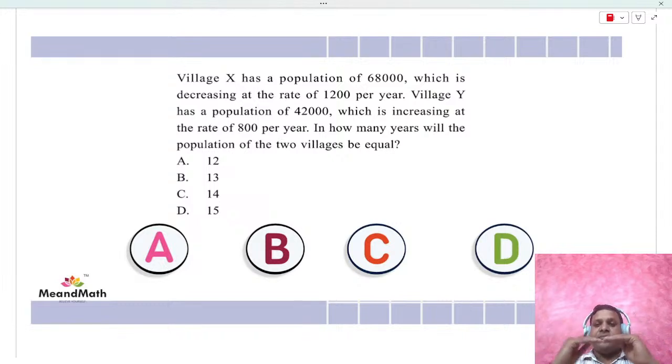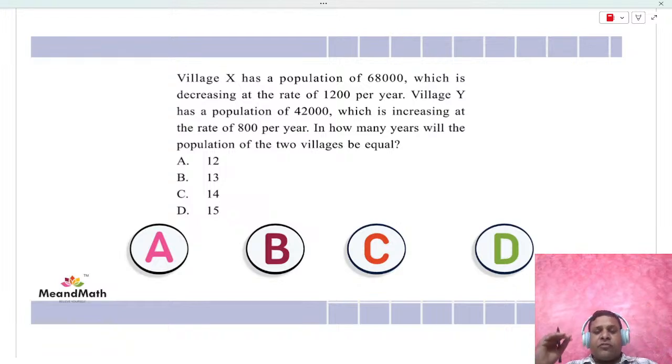तो वो टाइम कब आएगा? You have to find the years. In how many years will the population of the two villages be equal? The population of village X is decreasing at a certain rate, and the population of village Y is increasing. So this question is not a difficult one. It's a little bit lengthy, but I'm sure you can do it. Take 2 minutes to solve this.